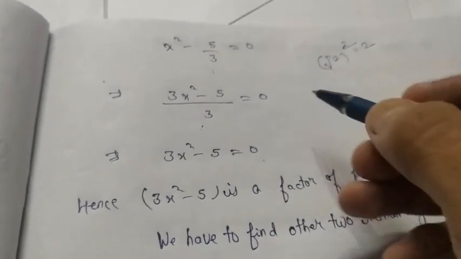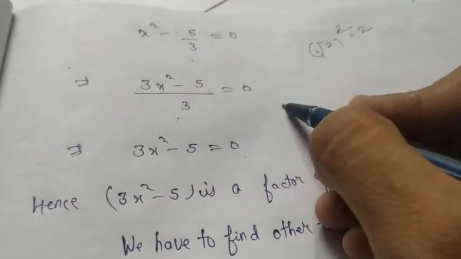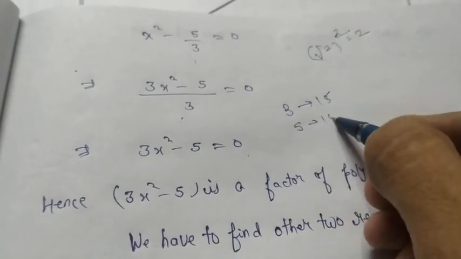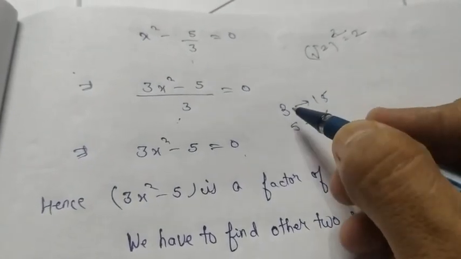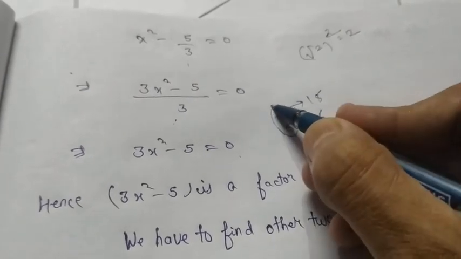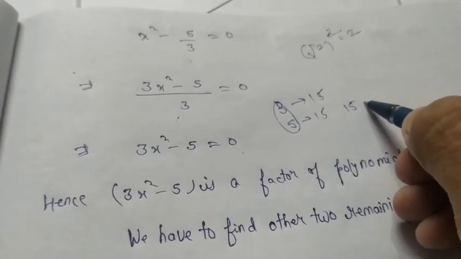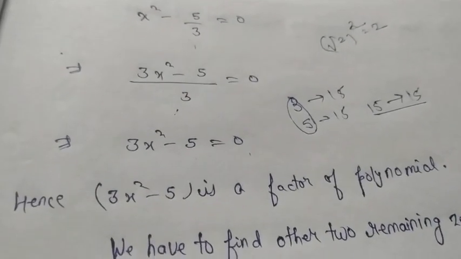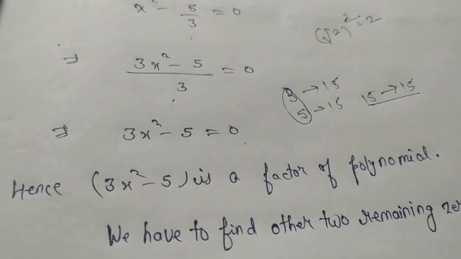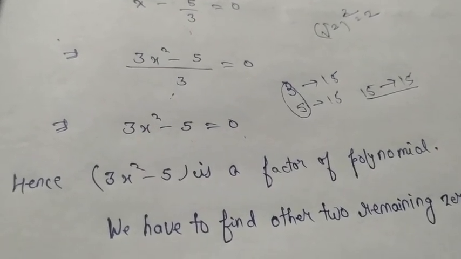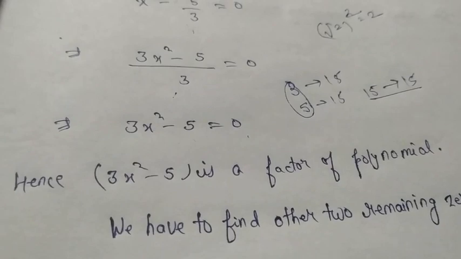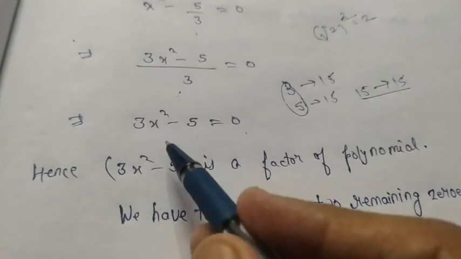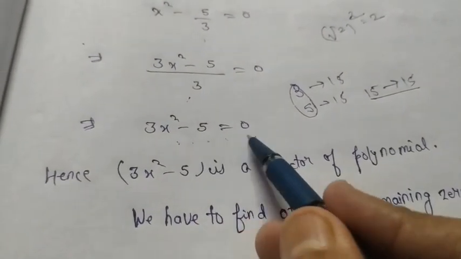Now children, I am asking one question to you. If 3 is a factor of 15 and 5 is a factor of 15, so when I will multiply 5 into 3, it will come 15. So it will be also the factor of 15, right? Yes, because if two numbers are the factor of a given number, then the product of the two numbers is also a factor of the given number. Okay, so I can say 3x square minus 5 equal to 0.